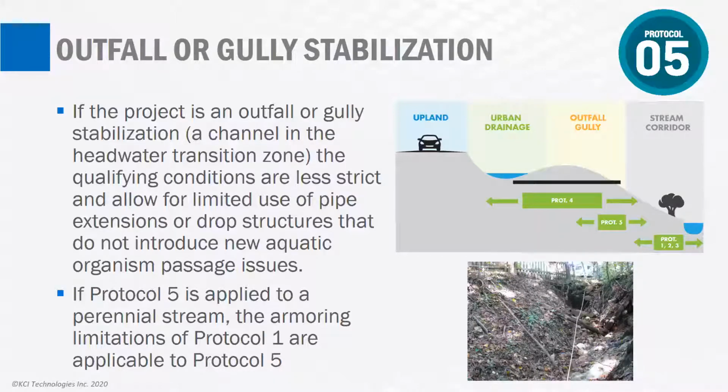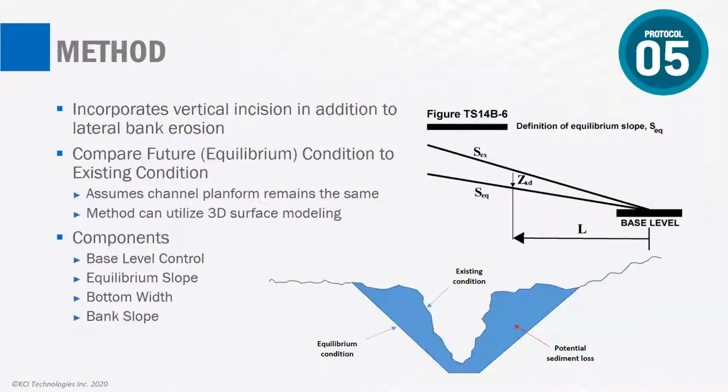So unlike Protocol 1, you do not need to hit the 100 linear foot minimum. And it's also important to note that if Protocol 5 is applied to a perennial stream, the armoring limitations presented for Protocol 1 are still applicable for the project. So Protocol 5 tries to incorporate vertical incision in addition to lateral bank erosion. Protocol 1 only focuses on lateral bank erosion potential. Protocol 5 incorporates the vertical component.